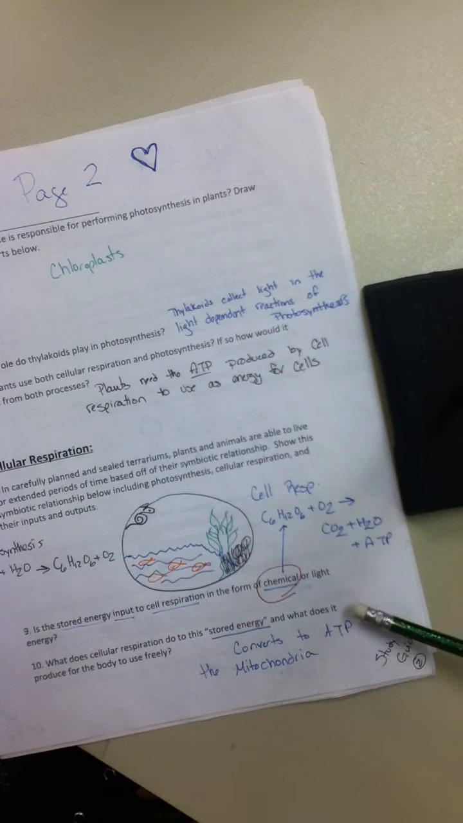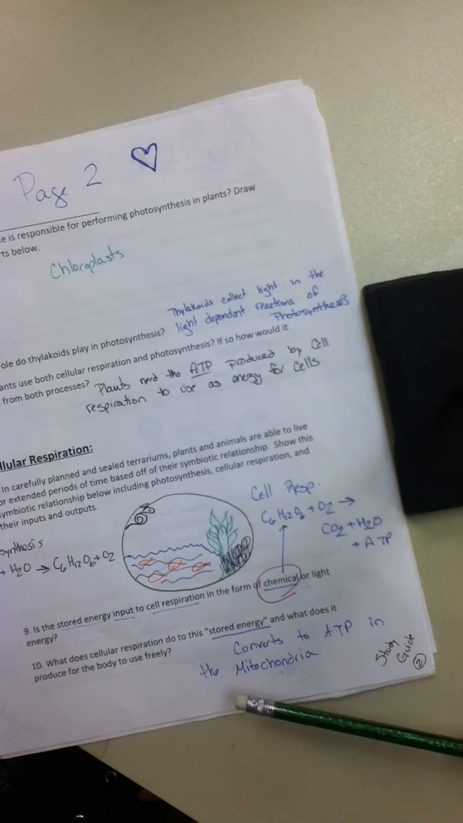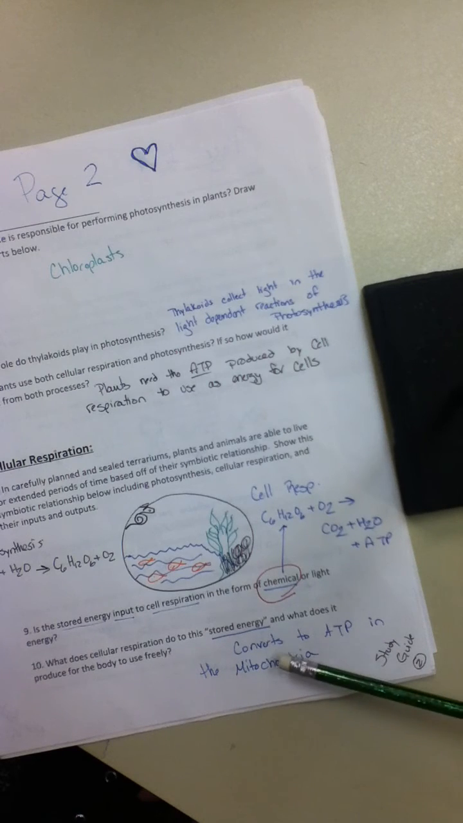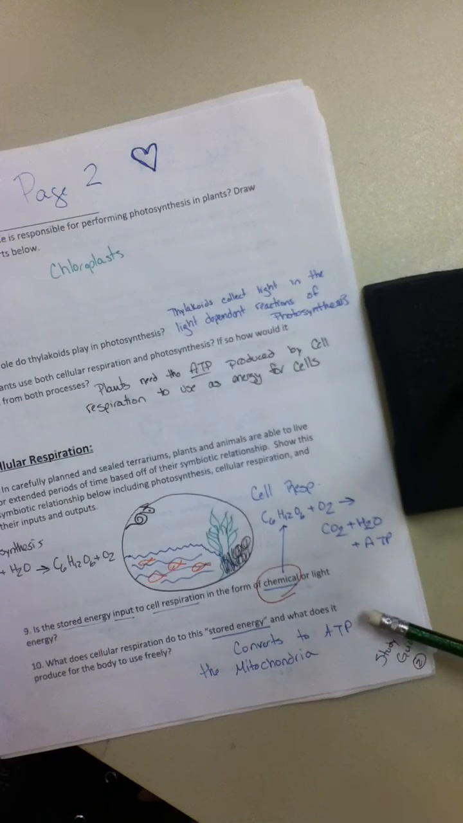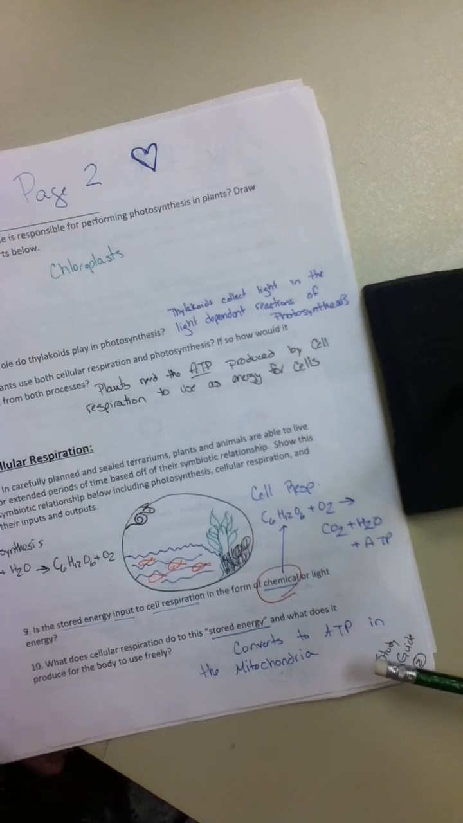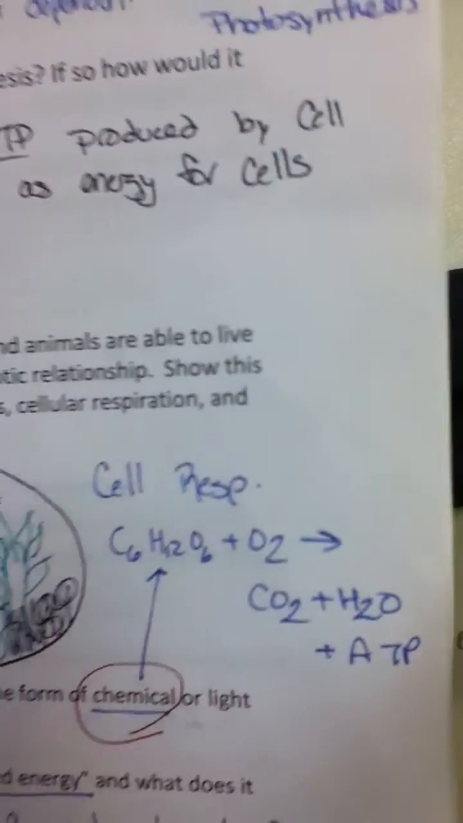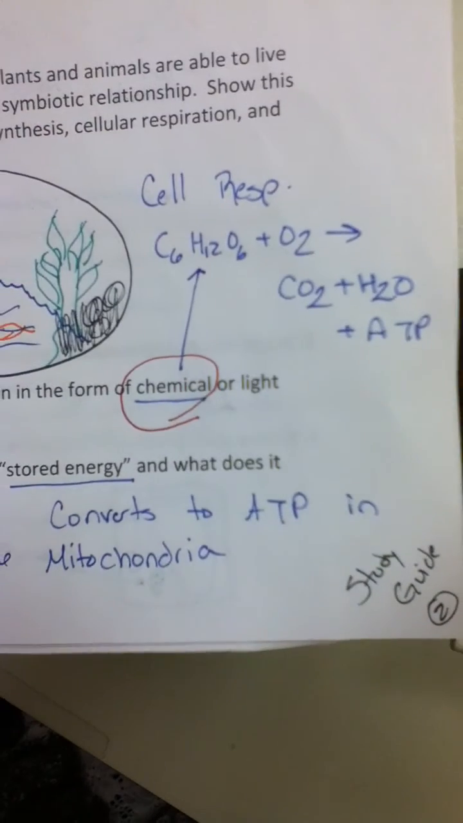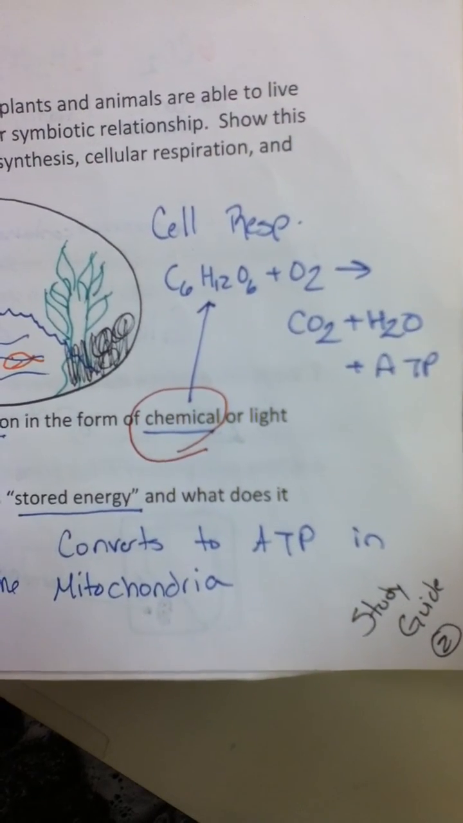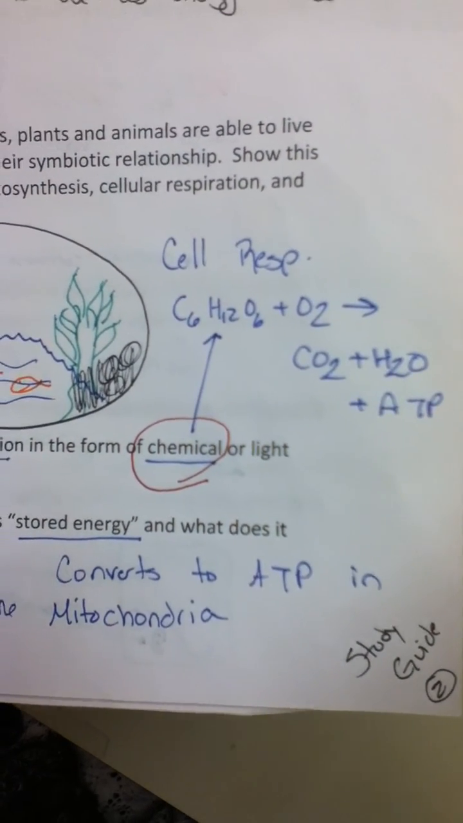What does cellular respiration do to this stored energy, and what does it produce for the body to use freely? It converts the energy to ATP in the mitochondria. So I hope you can read that. Okay, and that ends page 2.